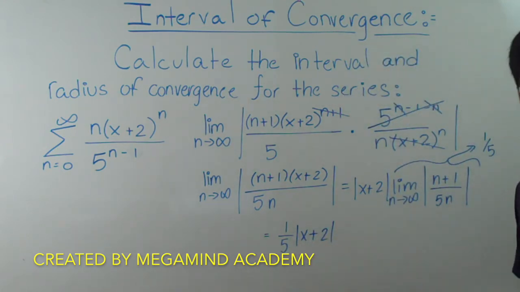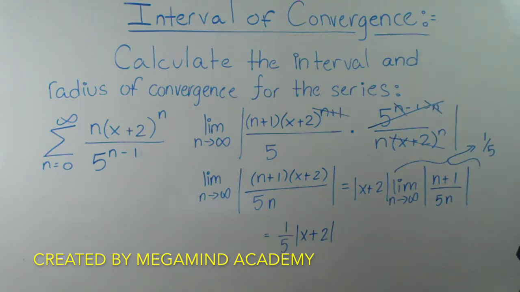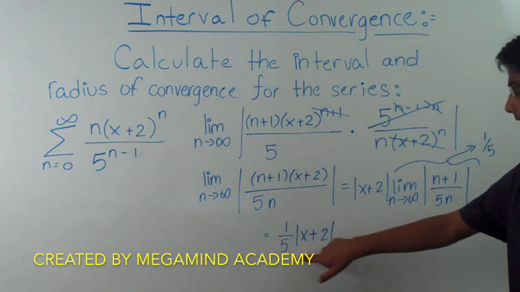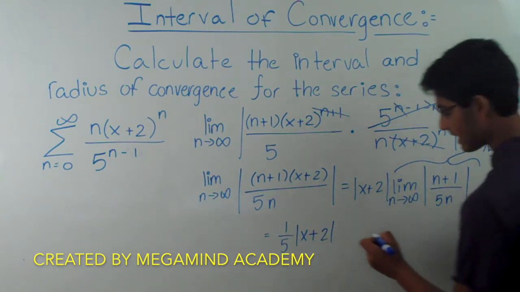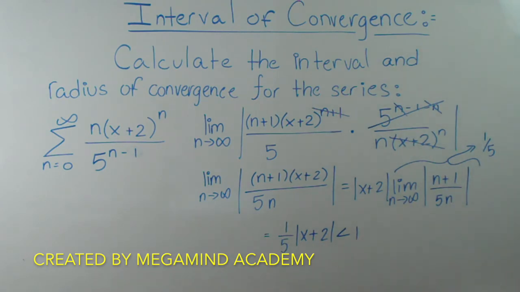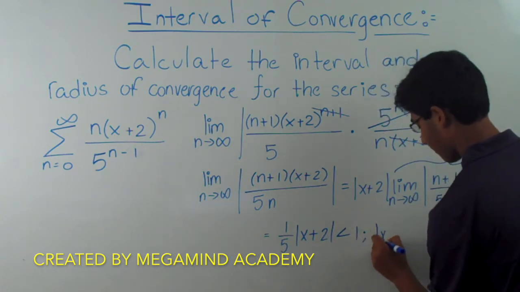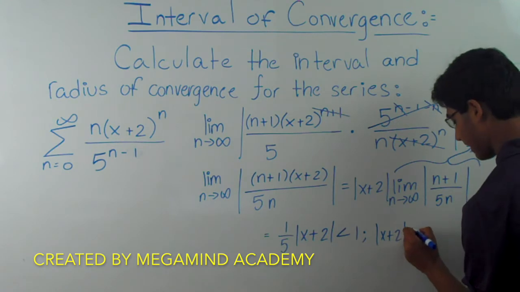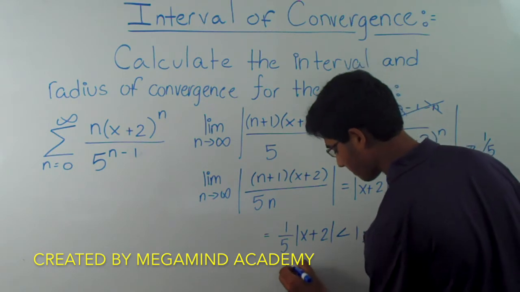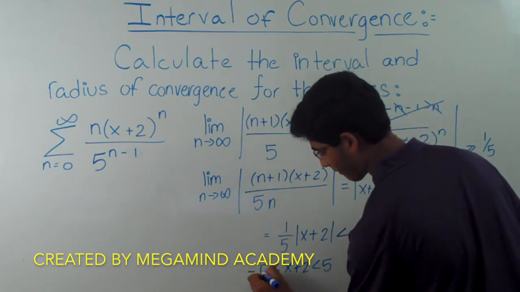So is this greater than, less than, or equal to 1? Well, we don't know because we have x inside. So let's make an inequality. For this to be convergent, the ratio test says that this must be less than 1. So 1/5 times the absolute value of x plus 2 is less than 1. That means that the absolute value of x plus 2 is less than 5. Meaning that x plus 2 is less than 5 but greater than negative 5.